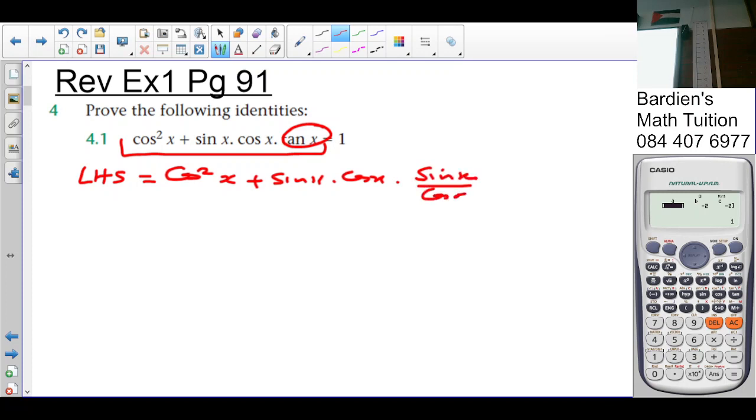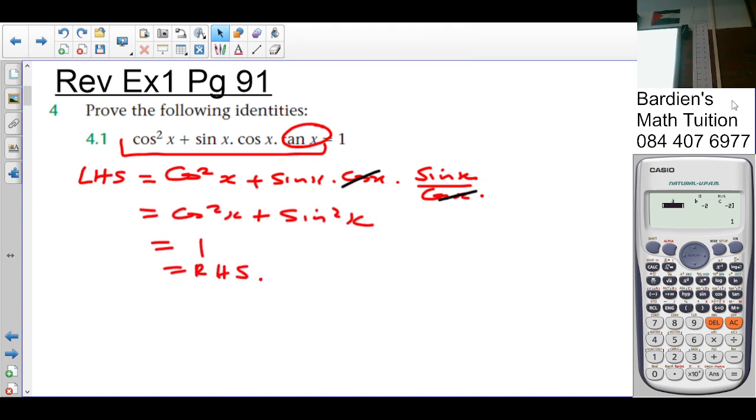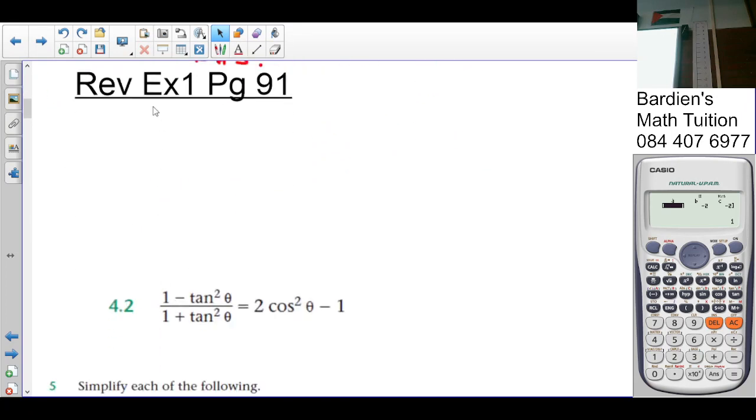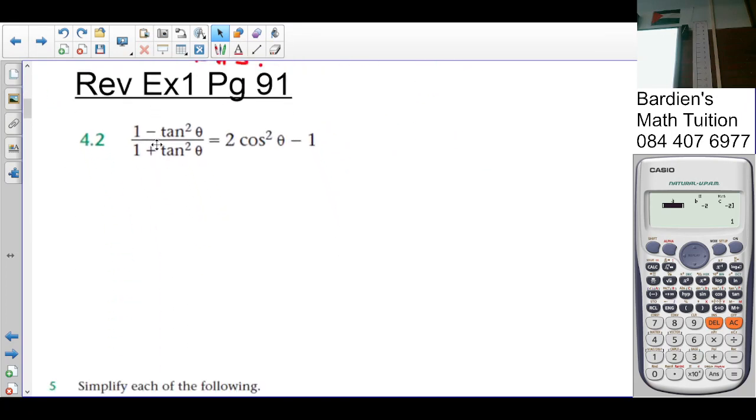People, always in a grade 12 paper, there must be a point where you're going to change tan to sine over cos. So this cancels here. So that gives us cos squared x plus sine squared x. And what is cos squared x plus sine squared x equal to? 1. Which is also equal to the right hand side. That is also a must have in a grade 12 paper. You must have a proof there.